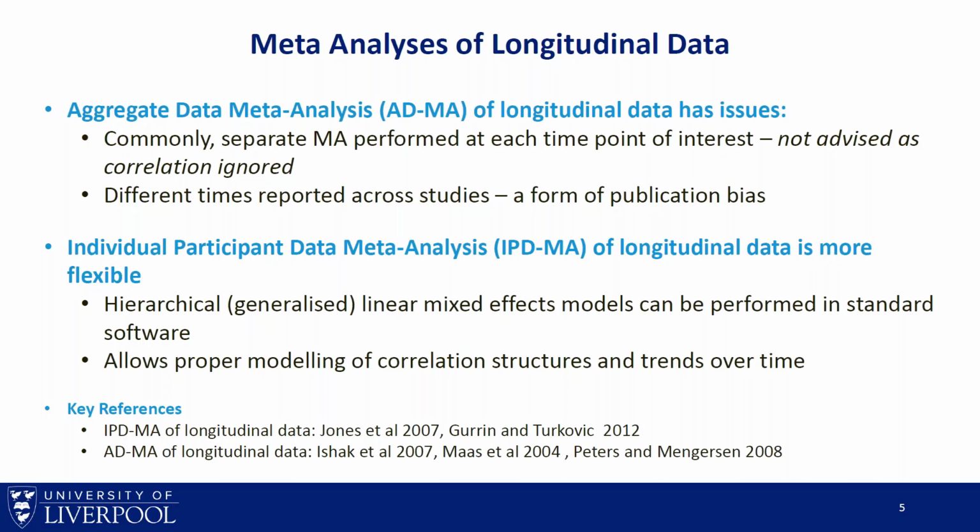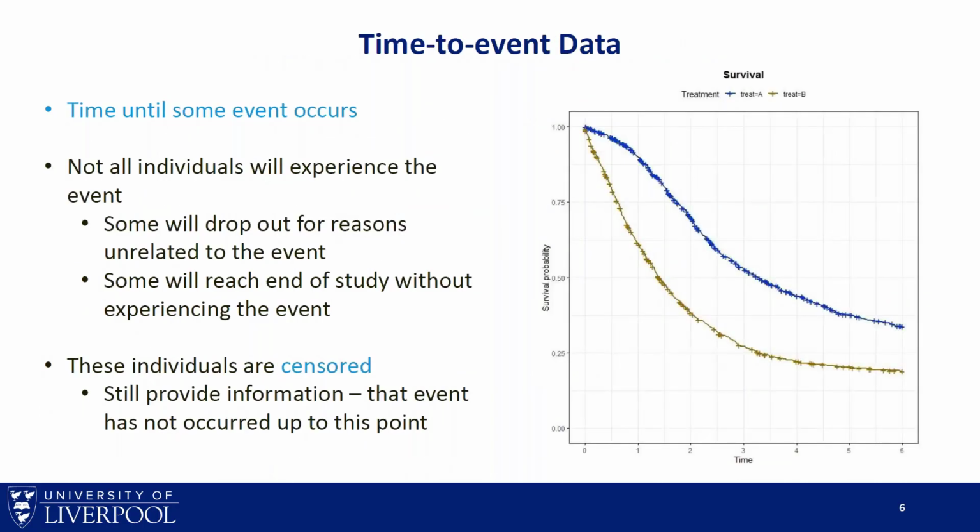Individual level participant data meta-analysis of longitudinal data requires a lot more statistical expertise, but it can actually be performed using the same methods as for a single study case. You just allow for an additional layer of nesting, so you now have measurements nested within individuals, nested within studies. And you can fit such models using standard statistical software, and such approaches allow proper modelling of correlation structures and also trends over time.